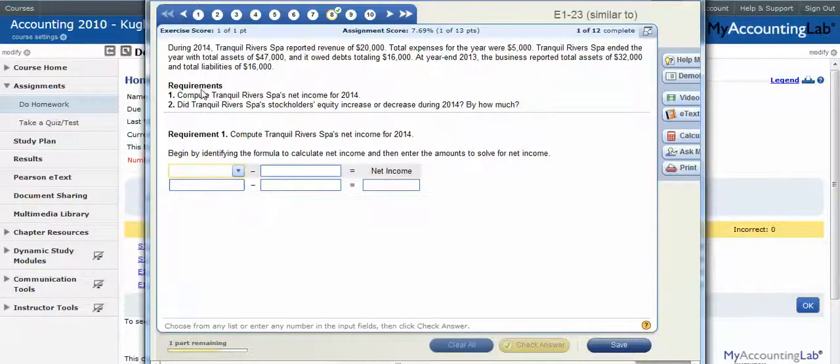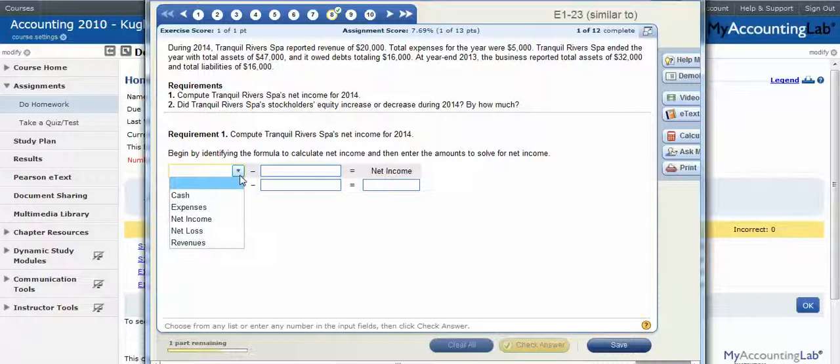So in this problem, it says compute Tranquil Rivers Spa's net income for 2014. Net income. What do I need? Revenues minus expenses. So sometimes it's best to read what they're asking you, net income for 2014. Read that first and then go and pull out the numbers that you know would answer that question. That way you're not processing all these numbers and all this data if you do not need to or until you need to. So, number one, they want you to compute the net income.